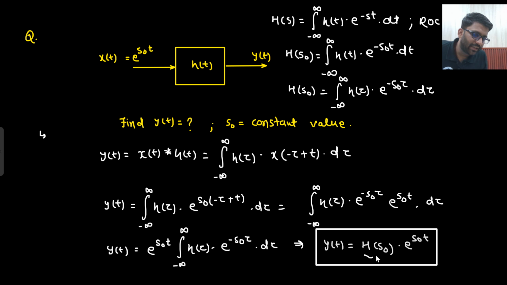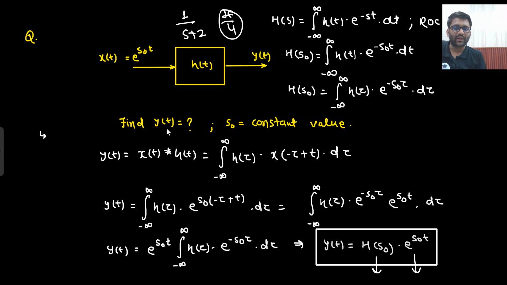So let me know, will this be a constant value? Yes, surely it will be a constant value. Let's just say H(s) was 1 upon s plus 2 and s naught value was 2. So you put this constant s naught value here, s is replaced with the constant value, and now it becomes 1 by 4. So it is a constant value for sure. And this is your x(t) only. So from here what you can see, my y(t) is coming out to be some constant value times x(t).